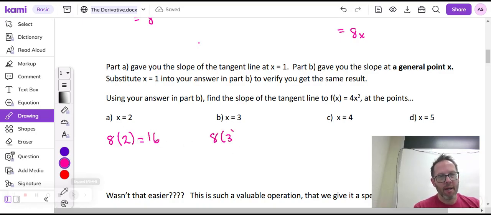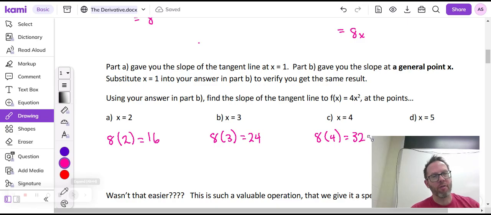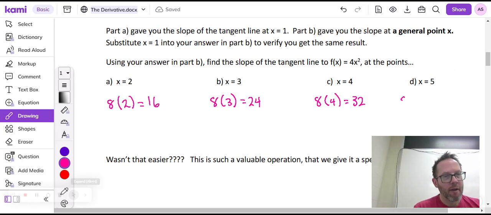X equals 3, 8 times 3. I know you guys know your 8 times tables, maybe. 8 times 4, 32. X equals 5. 8 times 5 is 40.